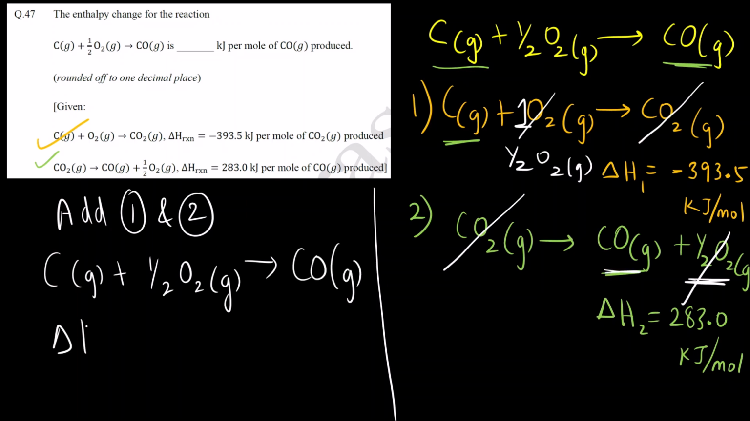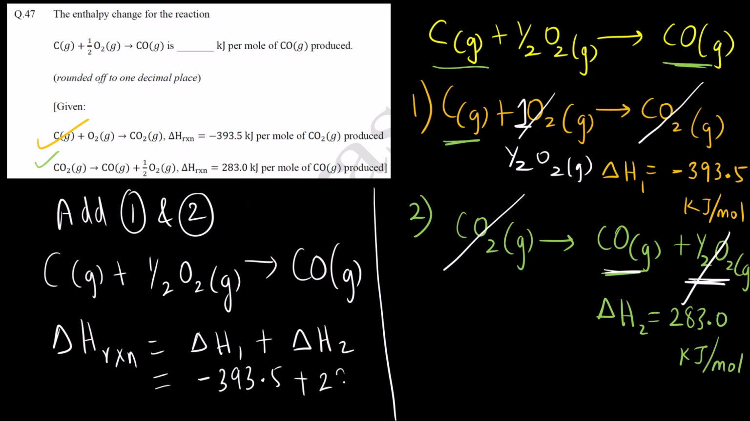So what will be the delta H of the reaction? Just add both of them. Delta H1 plus delta H2, that will be minus 393.5 plus 283.0. Okay, the final answer should be up to one decimal place. So what is the final answer? Solve this, it comes out to be minus 110.5. Okay, so minus 110.5 is the final answer.